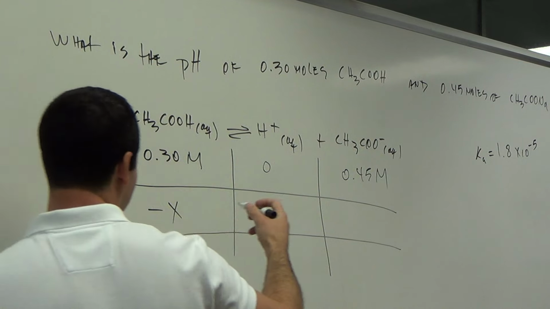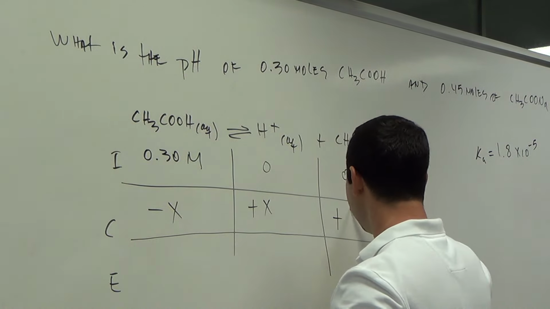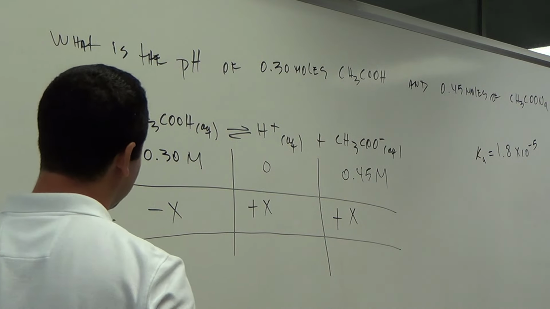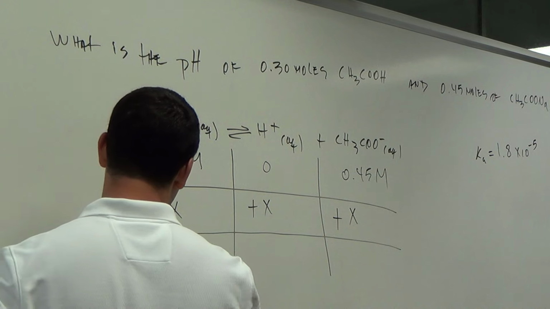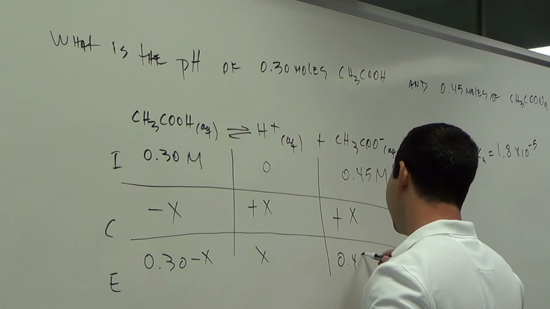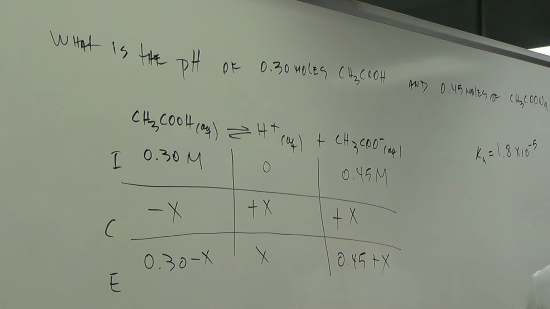So, minus x, this is plus x, and plus x. You robots, you will make a mistake when you become robots. So, this and that, minus x, x, 0.45. What do you mean minus x, plus x?